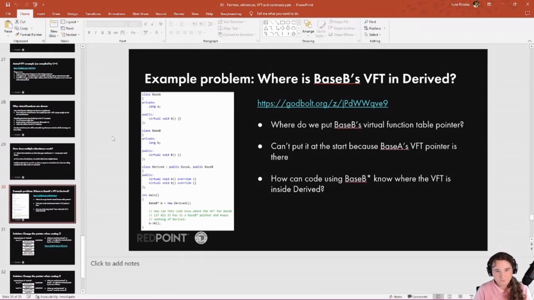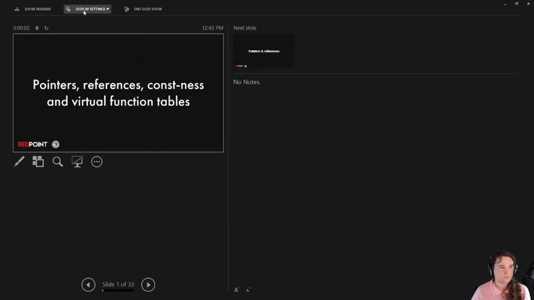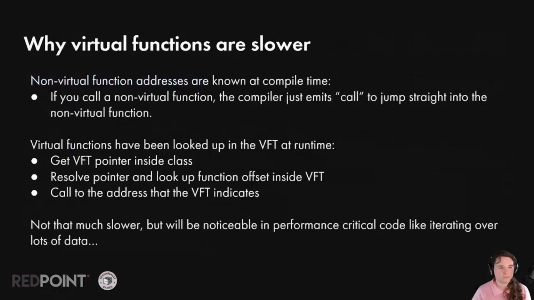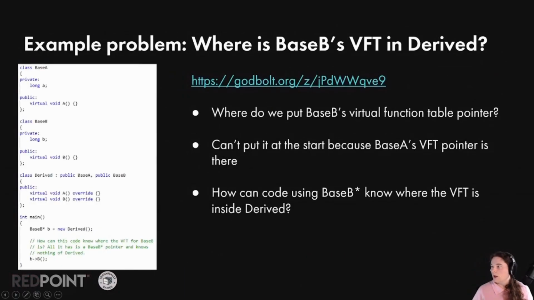Let's have a look at this example. We've got two base classes here, base A and base B. They both have a virtual function, A and B, and then we've got this derived class that inherits from both of them. You won't see this in C# because C# doesn't let you inherit from multiple classes. It does let you inherit from a class and multiple interfaces, which is basically the same thing, but you won't see multiple class inheritance.